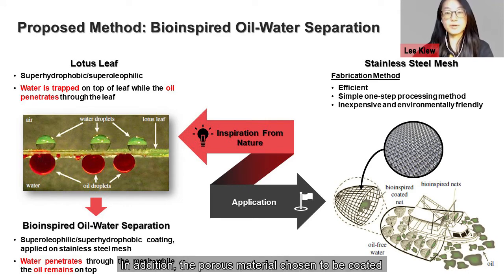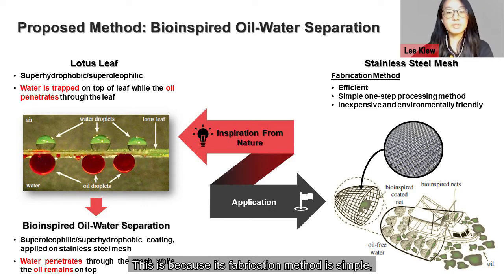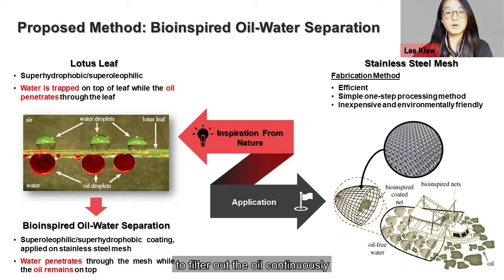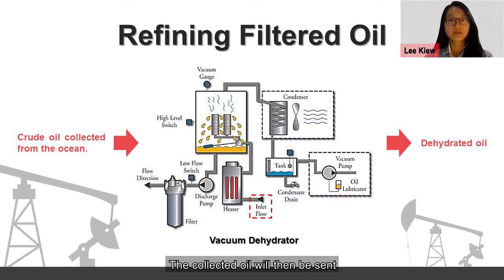In addition, the porous material chosen to be coated is stainless steel mesh. This is because its fabrication method is simple, inexpensive, and environmentally friendly. As illustrated in the diagram, the stainless steel mesh will be attached to the body of the ship to filter out the oil continuously while the ship is cruising in the ocean. The collected oil will then be sent to be refined before being reused.